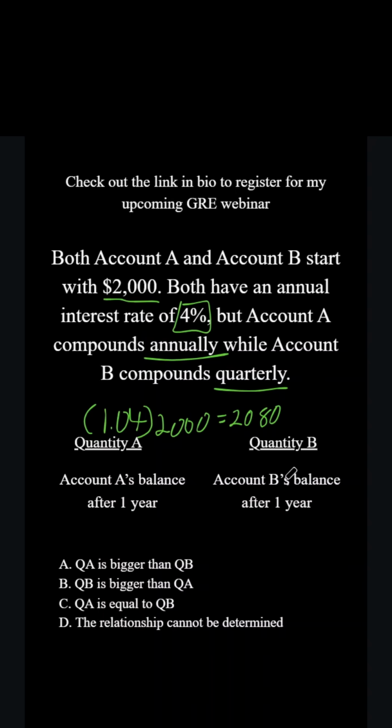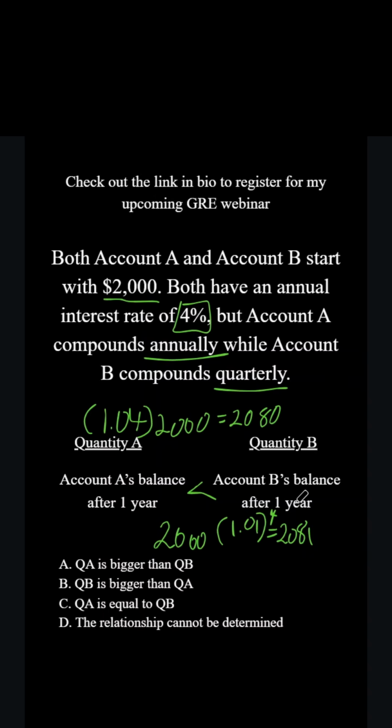For quantity B, we're getting account B's balance over the first year. Instead of a 4% increase, we have a 1% increase for 4 quarters. This is the number of times you compound. That's always the exponent. And we're going to multiply this by the initial balance again. And in this case, we're going to get 2,081 roughly. Slightly bigger than quantity A, only by $1.